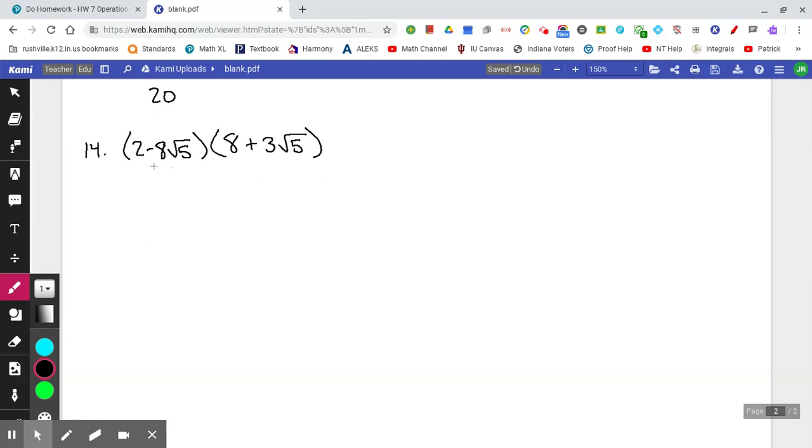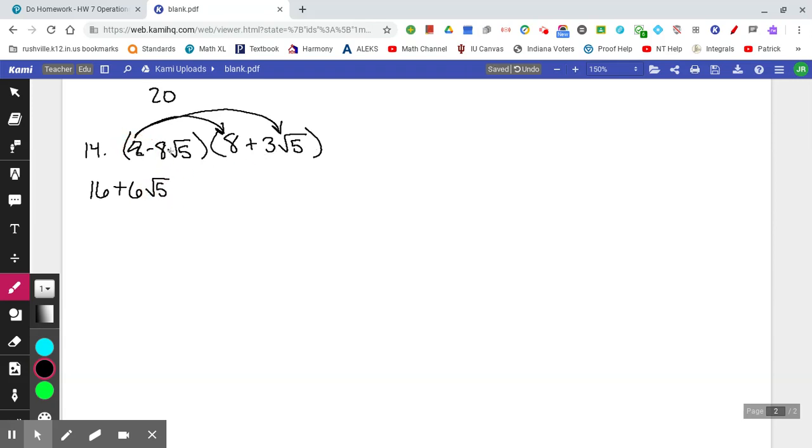Question number 14. Once again, double distribution, but this time it's going to be just a little bit trickier because we have some values that aren't under radicals, and I don't think we've seen that yet. Okay, so I'm going to go through like normal. I'm going to take the 2 and I'm going to distribute that. So 2 times 8 is 16. And then 2 times 3 square roots of 5. Okay, so remember, out times out, under times under. So 2 is outside of a radical, 3 is outside of a radical. So 2 times the 3 gets multiplied together. 2 times 3 is 6. And then the square root of 5 just has to get attached because it was attached to the 3.